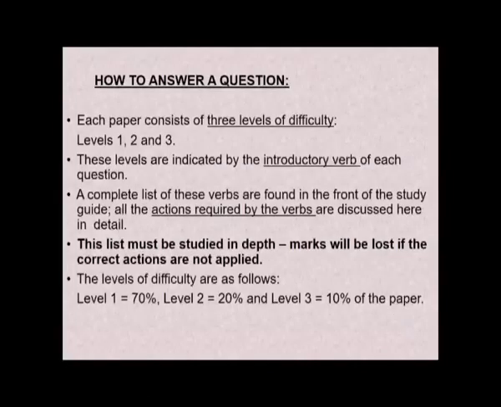Okay, how to answer a question. Each paper consists of 3 levels of difficulty: 1, 2, and 3. These levels are indicated by an introductory verb of each question. Now, a complete list of these verbs is found in the front of the study guide. All the actions required by the verbs are discussed in detail. We're going to look at a few of them just now. This list must be studied in depth because marks will be lost if the correct actions are not applied.